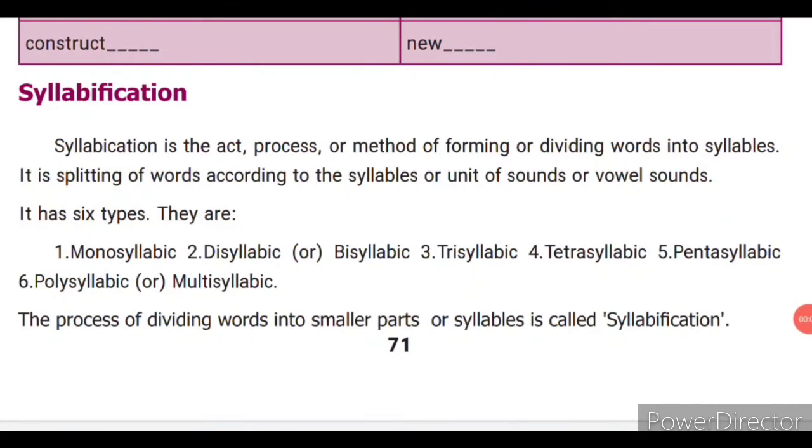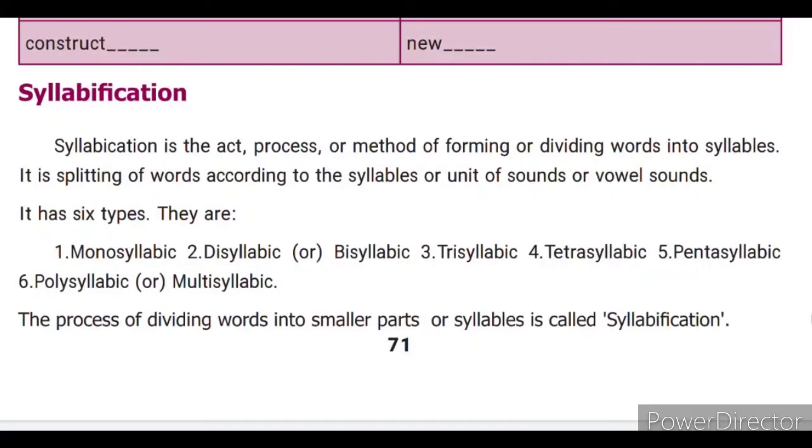So now let us discuss the kinds of syllabification. Here we have 6 types of syllabification. They are monosyllabic, disyllabic or bisyllabic, trisyllabic, tetrasyllabic, pentasyllabic. The 6th one is polysyllabic or multisyllabic.